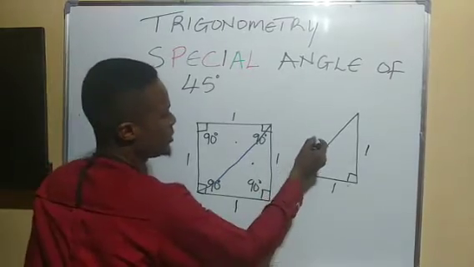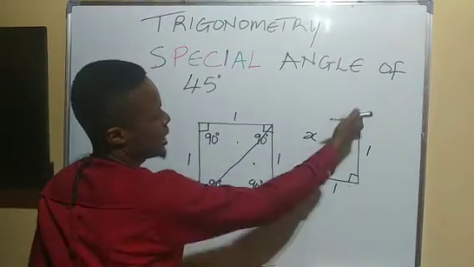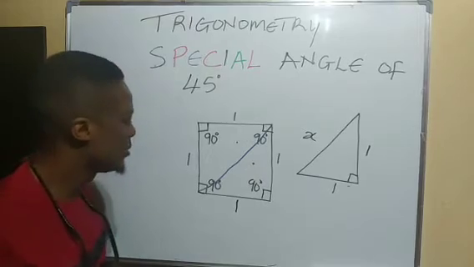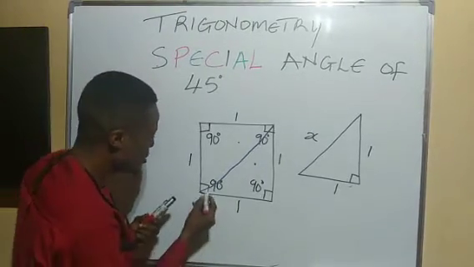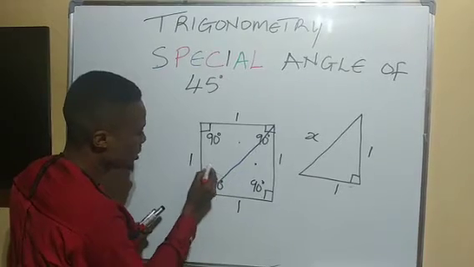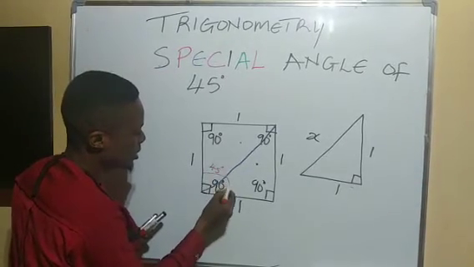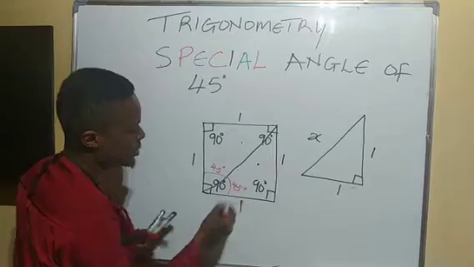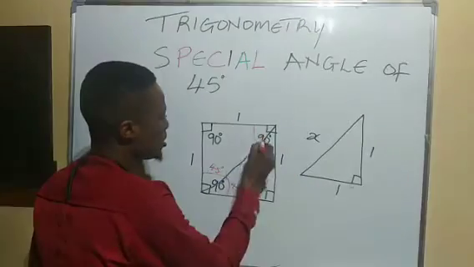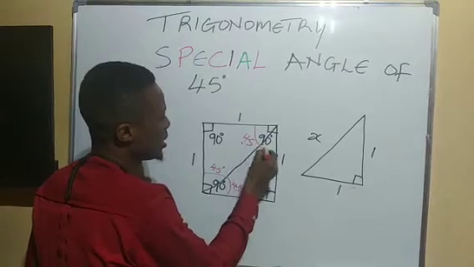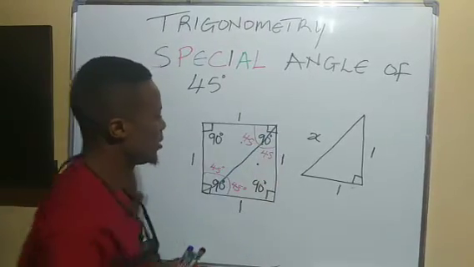But this place, I don't know the value of this side, so I can call it x. But I divided this angle of 90 degrees into two equal parts. It means here is 45 degrees. Here will be 45 degrees, because when you divide 90 by 2, you get 45. Also, here will be 45 degrees, and here will be 45 degrees.